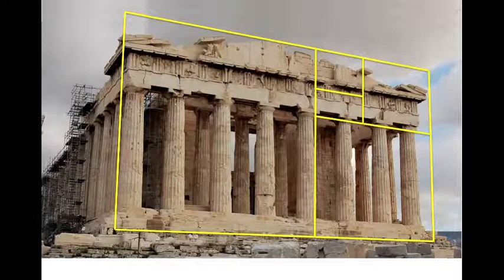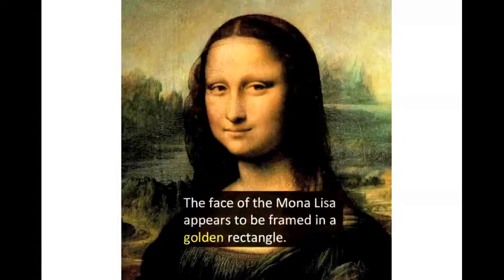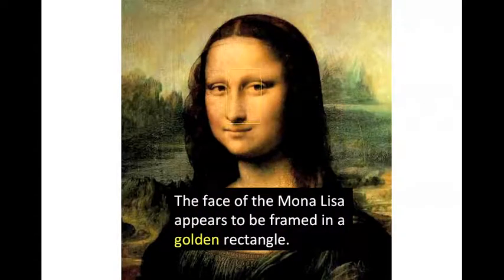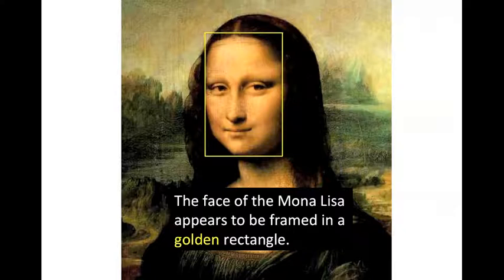During the Renaissance, many of the artists chose the golden rectangle in the structures of their paintings. Leonardo da Vinci, who made an extensive study of the golden ratio, apparently used the golden rectangle to frame the face of the Mona Lisa.